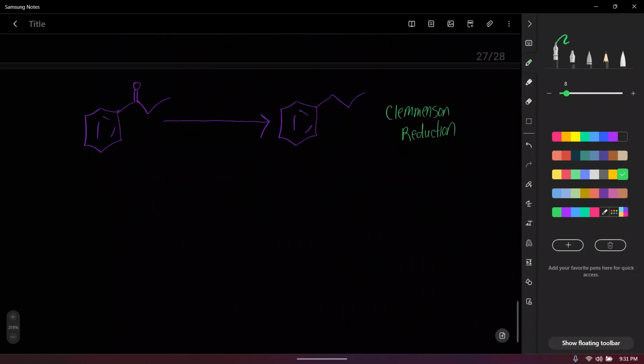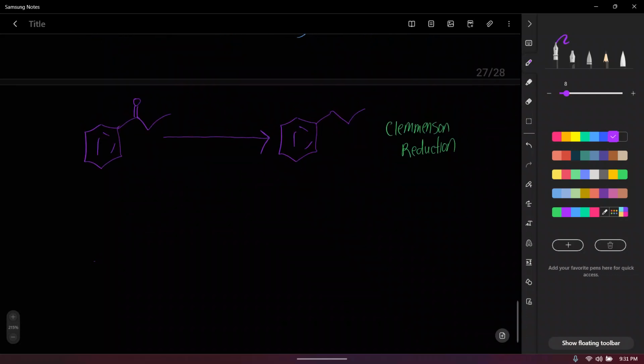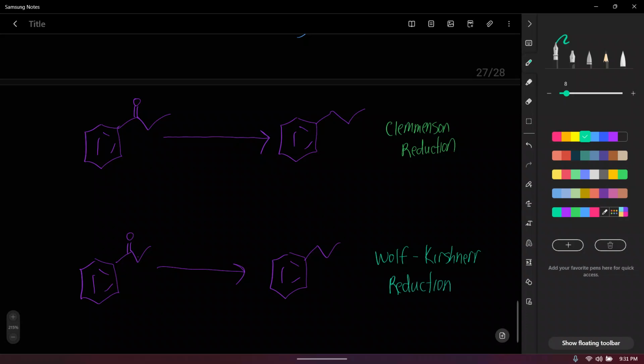Or another way to do this, if you don't want to do a Clemmensen reduction, is you can do something called a Wolff-Kishner reduction. These are just the two scientists that discovered this. But they both do the exact same thing. One of them is acidic and one of them is basic, so you would just pick one if you preferred to be working in basic or acidic conditions for whatever reason.